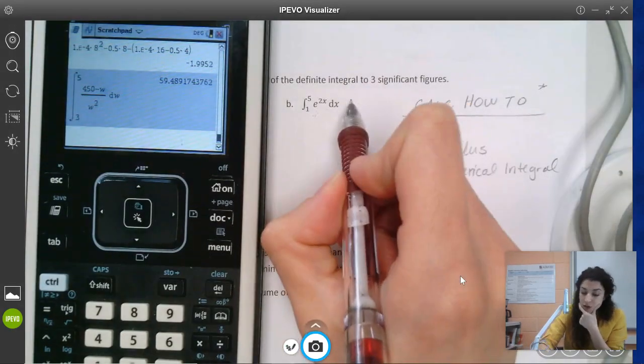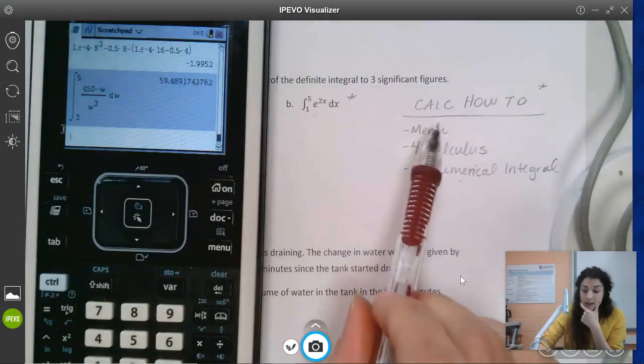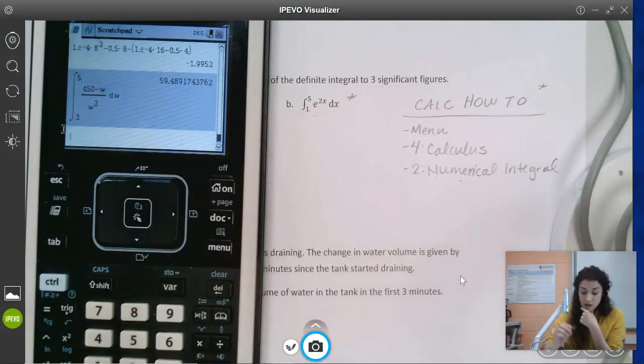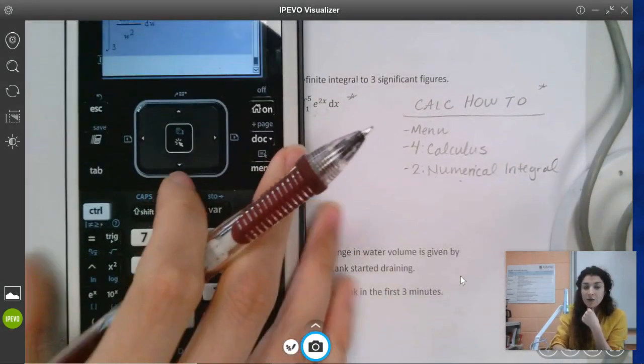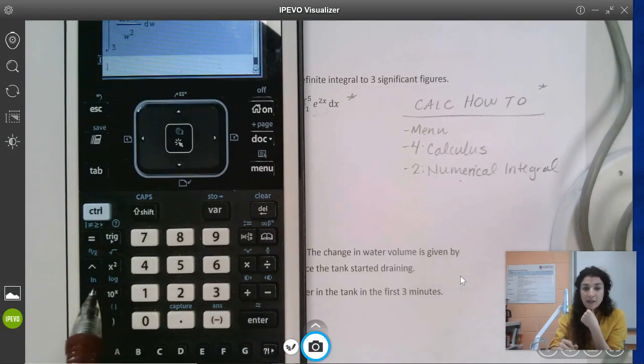I want for you to do part B on your own. So just follow these steps. Here you have the steps, and here's how you write it out. Realize e is a number, right? Not a variable. So don't press e down on your keypad. Press this e right here.